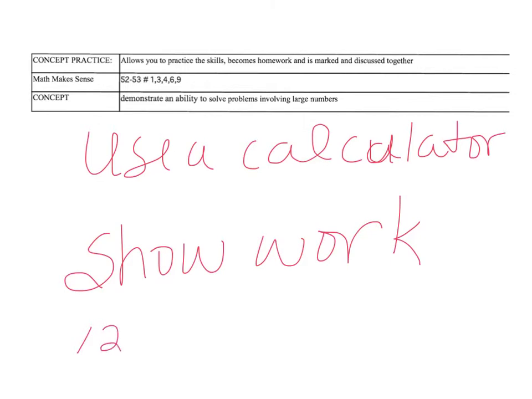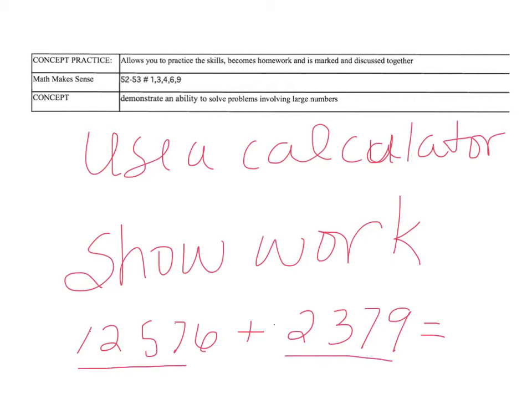So if I punch in 12,576 plus 2,379, that's what I want to see written down. It doesn't mean I need to show all the borrowing and the carrying, but I need to see what numbers you punched into your calculator. Make sure that you show that. And you are working on page 52 and 53, numbers 1, 3, 4, 6, and 9.